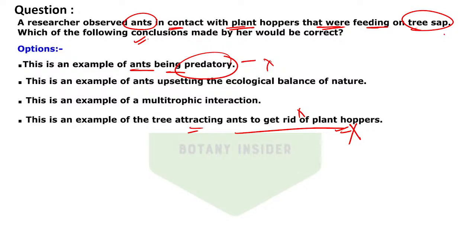Then, this is an example of ants upsetting the ecological balance. This could be, but it's a very high level analysis or high level conclusion that can be drawn. This is simply an example of multi-trophic interaction. That is, on a single trophic level we have various different types of organisms participating. So it is a very simple and basic question. If you know the basics of ecology, and how to solve such questions, you will not make mistakes in them.